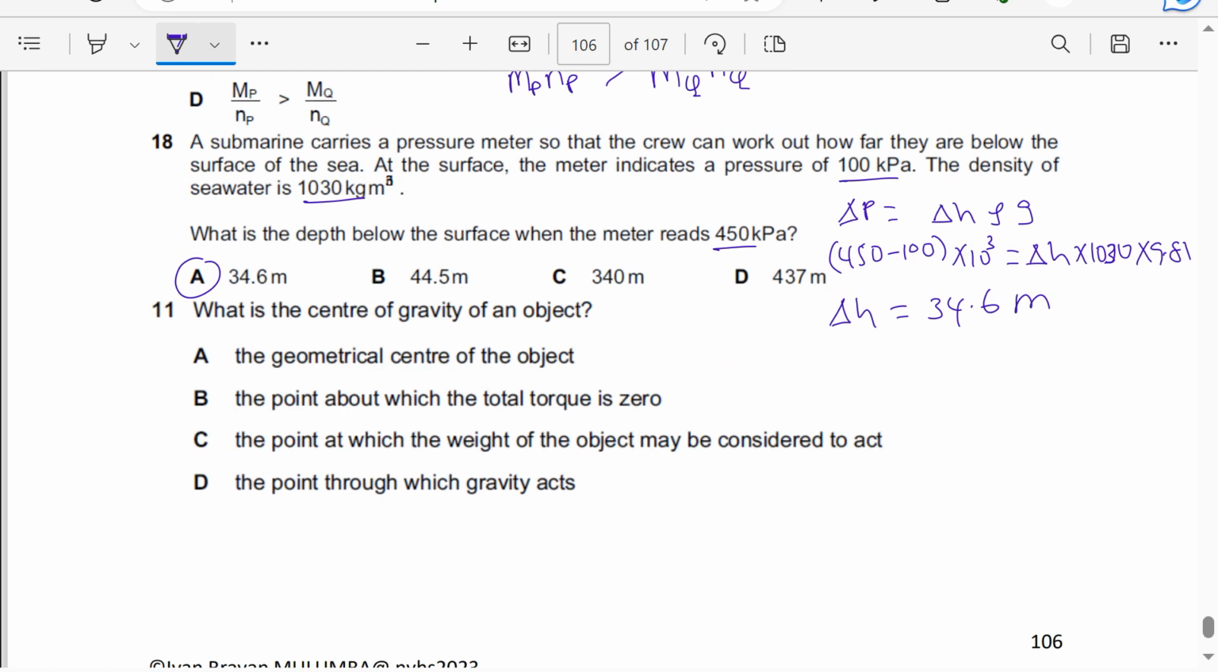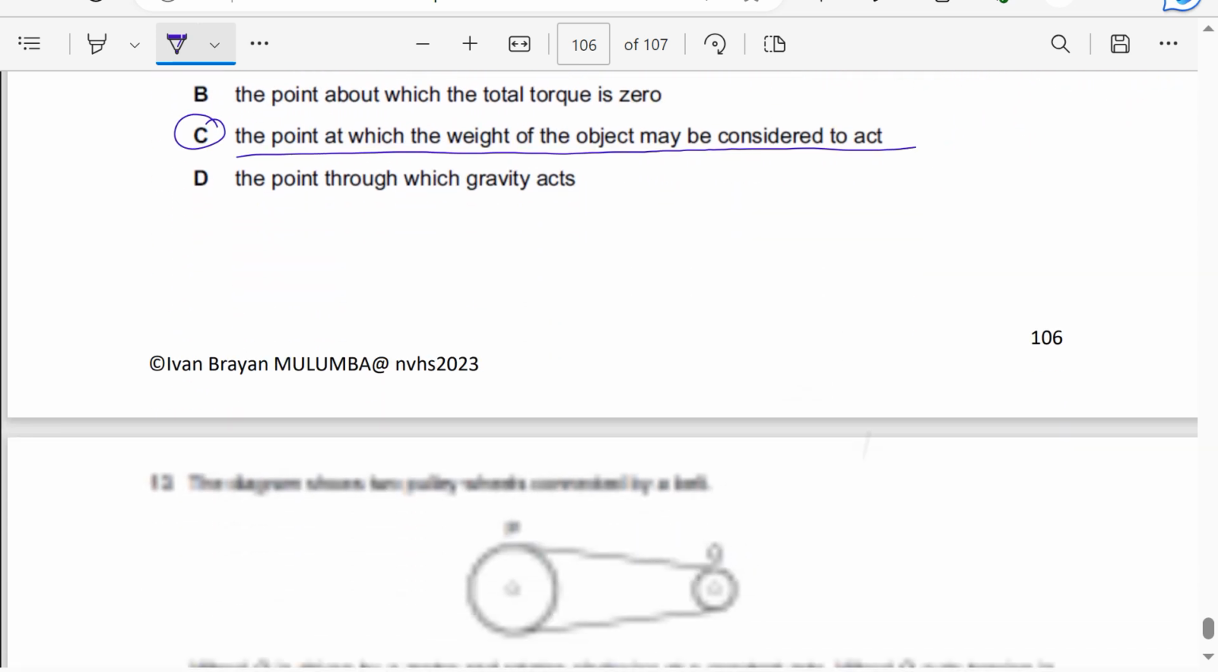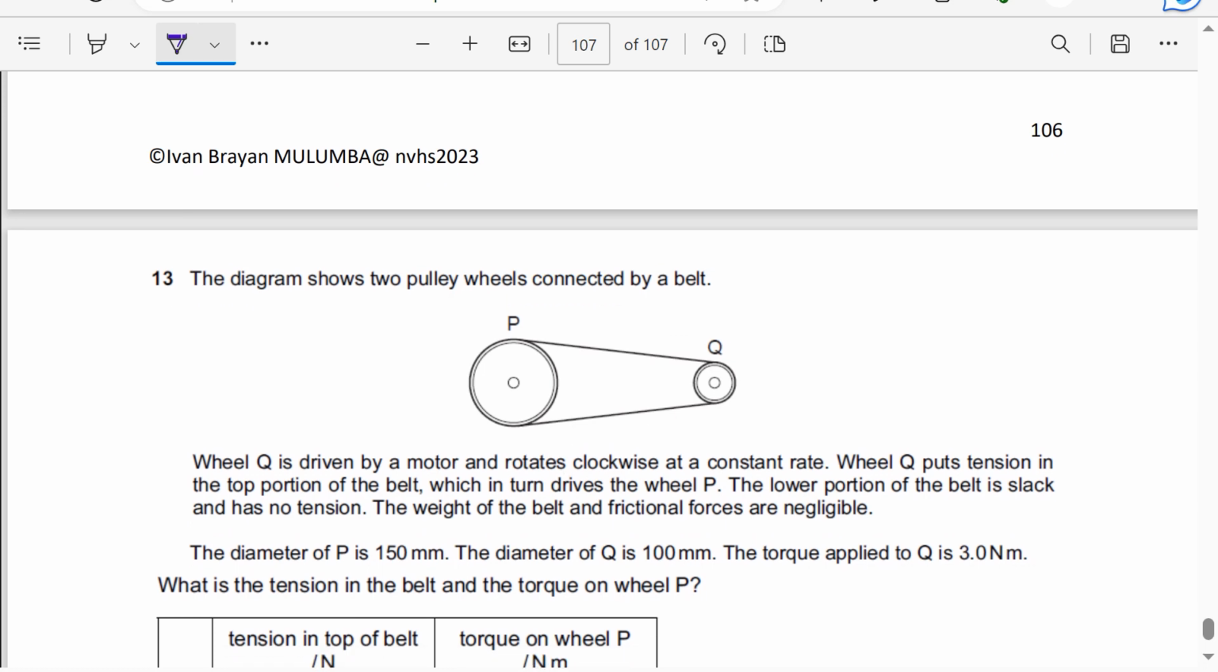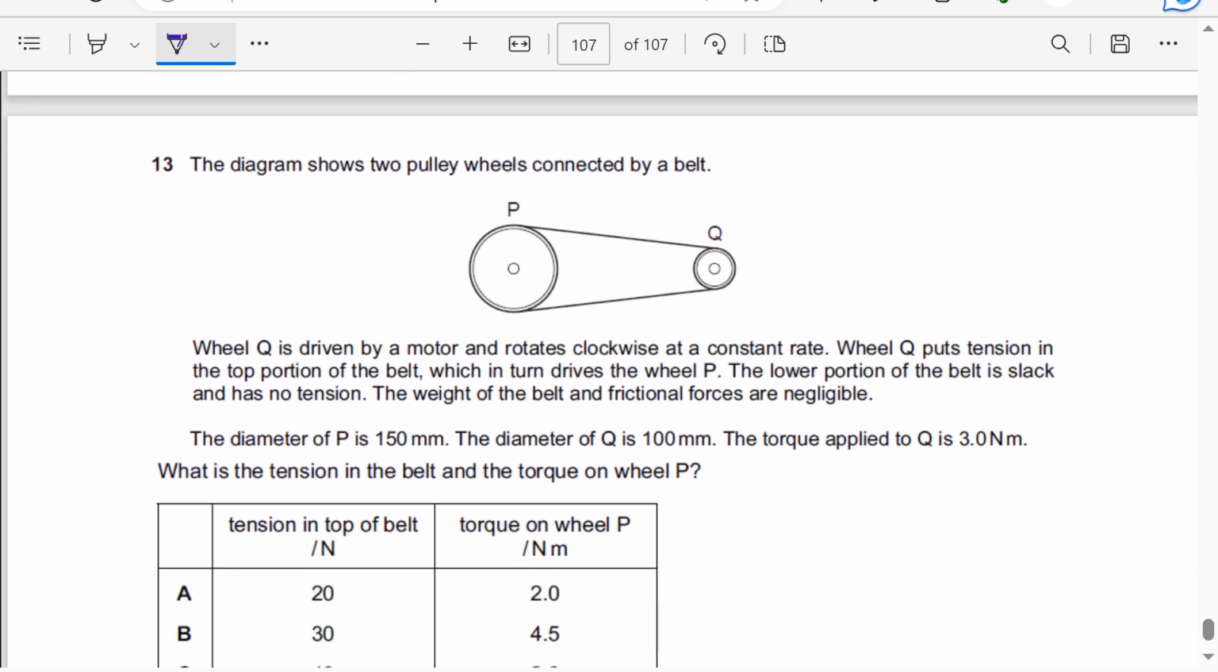What is the center of gravity of an object? So this is the point where the entire weight is considered to act. So the answer is C. The point at which the weight of the object may be considered to act. And the last page for this, the diagram shows two pulley wheels connected by a belt.